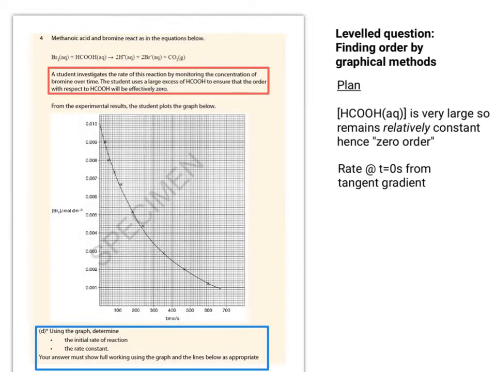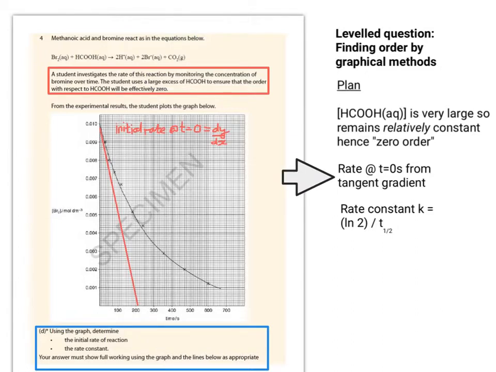So to get the initial rate of reaction, we can find that from taking a gradient at time equals 0 seconds and then working that gradient out. Now, because it says that your answer must show full working using the graph, that means that you'd have to work out the rate constant using a graphical method as well. So if you remember, that's your log to the base e, or natural log of 2 over the half-life.